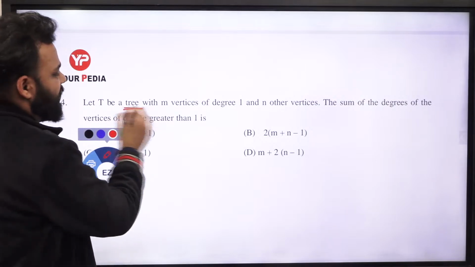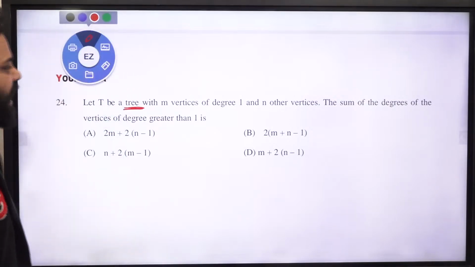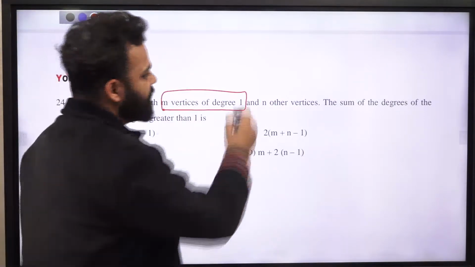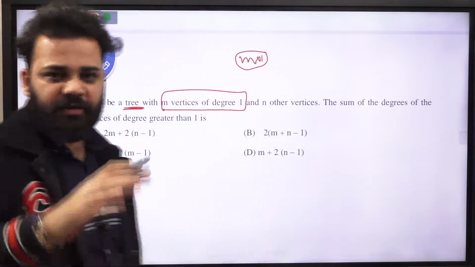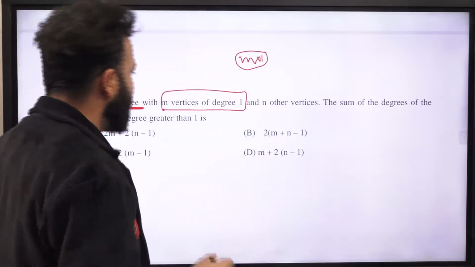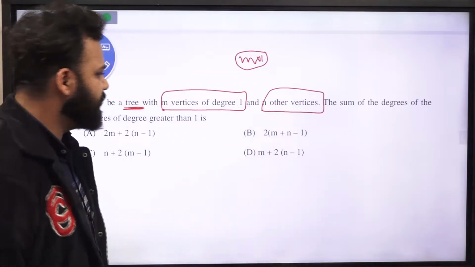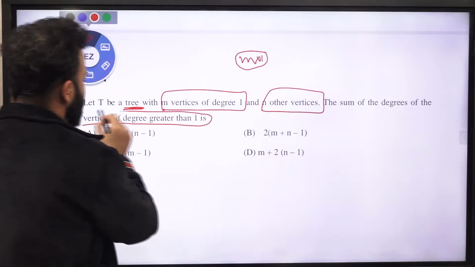So it is given that it is a tree with m vertices of degree 1. So there are m vertices in the tree which have degree 1. Maybe they are leaf nodes and something like that. After that, there are n other vertices and their degree is not given. So the sum of degrees of the vertices of degree greater than or equal to 1.